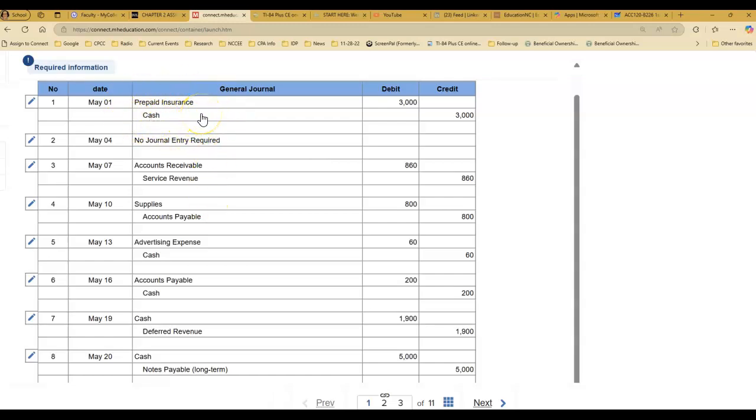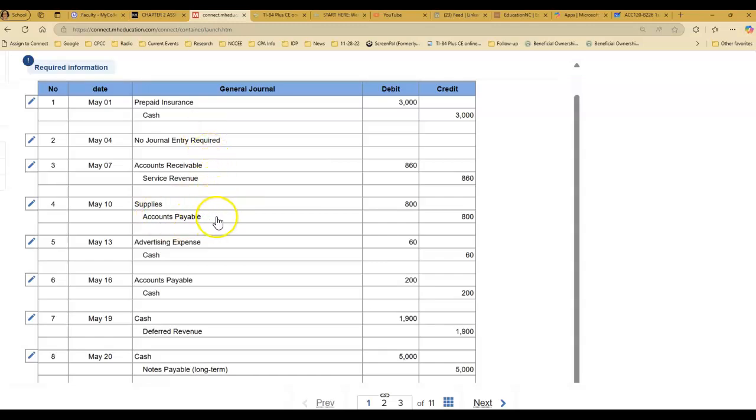Will prepaid insurance need any kind of adjustment? Not for May, but when will we see the first adjustment for the prepaid? June, because the policy starts June 1, right? So we won't have an adjustment for that in May because we haven't used anything. We haven't been offered any kind of insurance coverage. But come June 1, we'll have to move a little bit out of prepaid insurance into insurance expense. Okay.